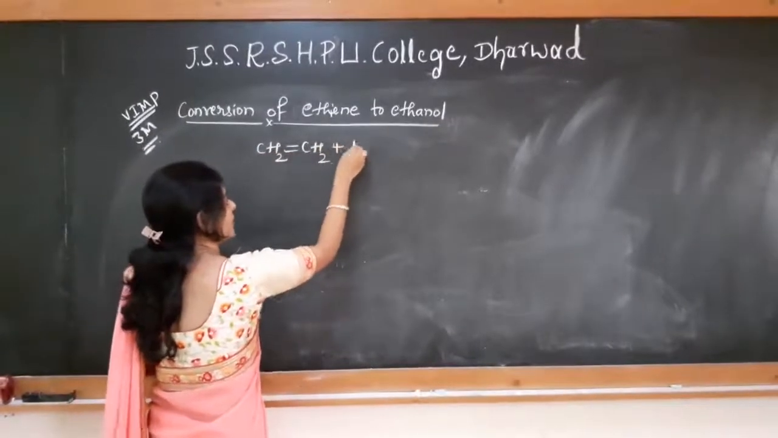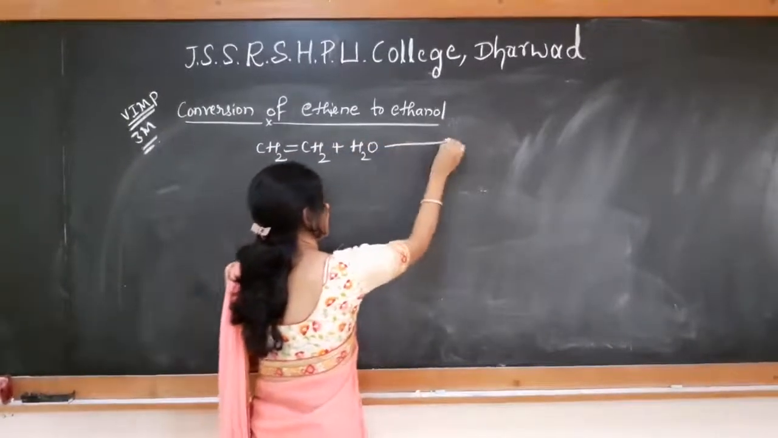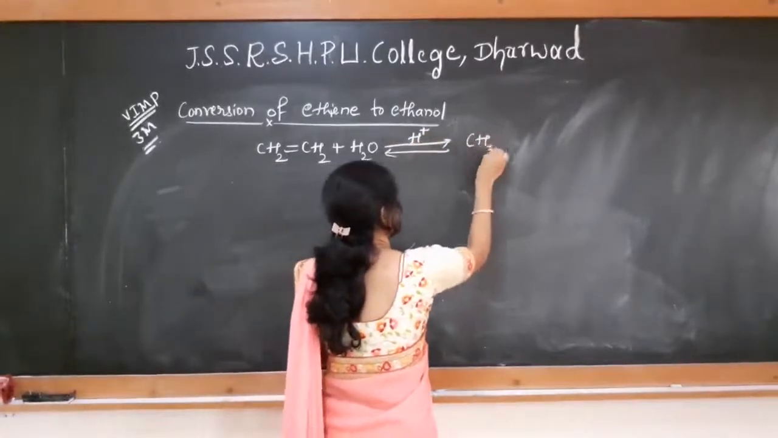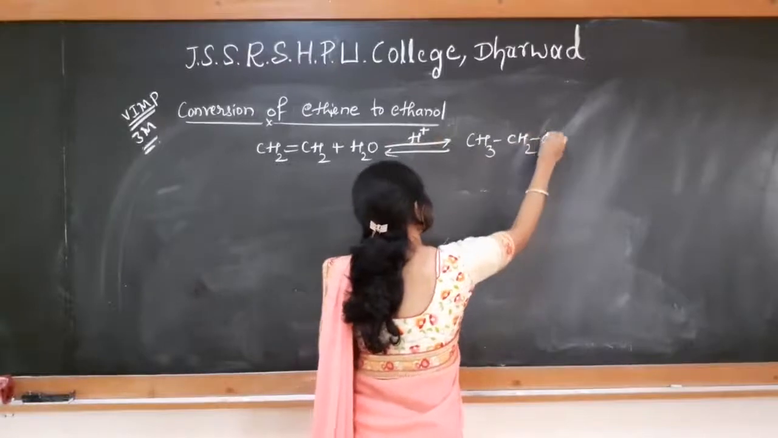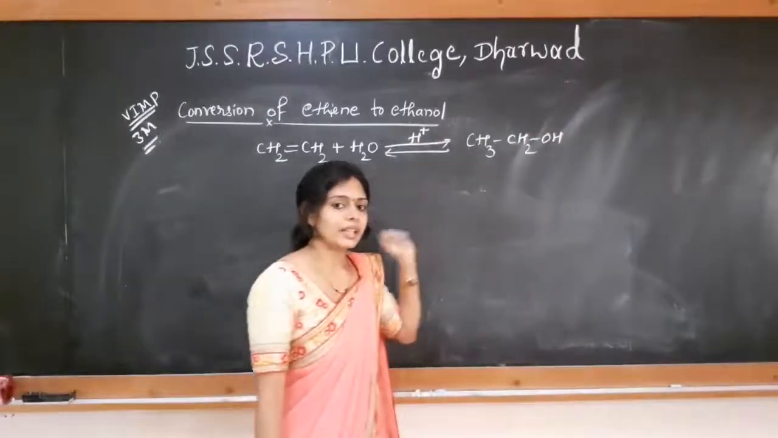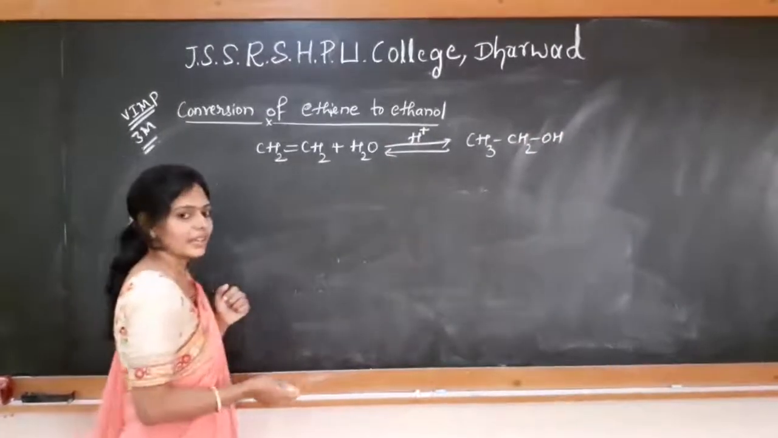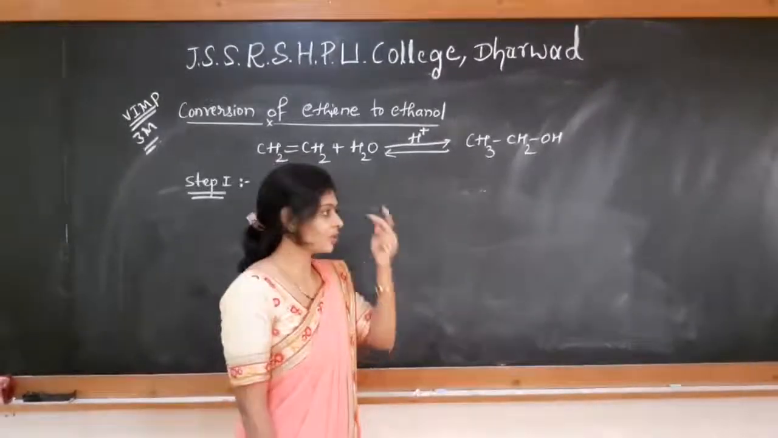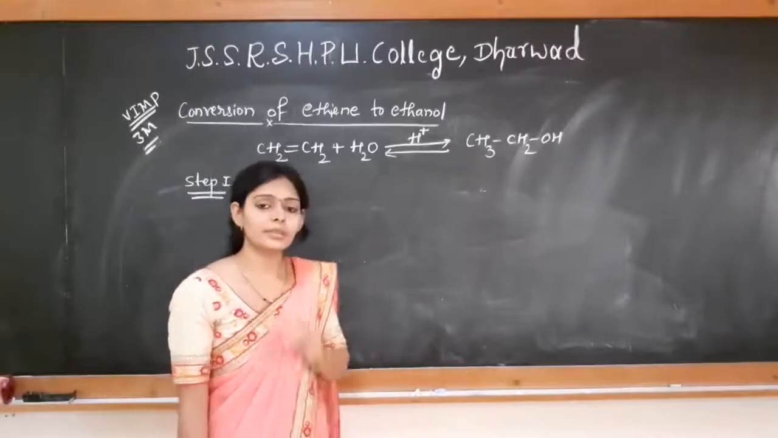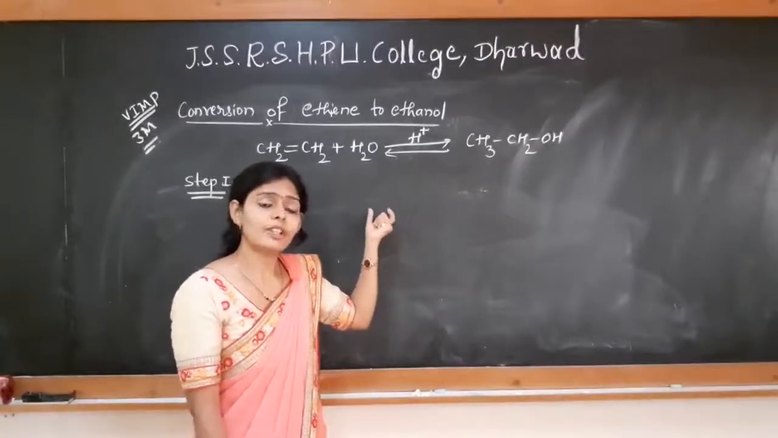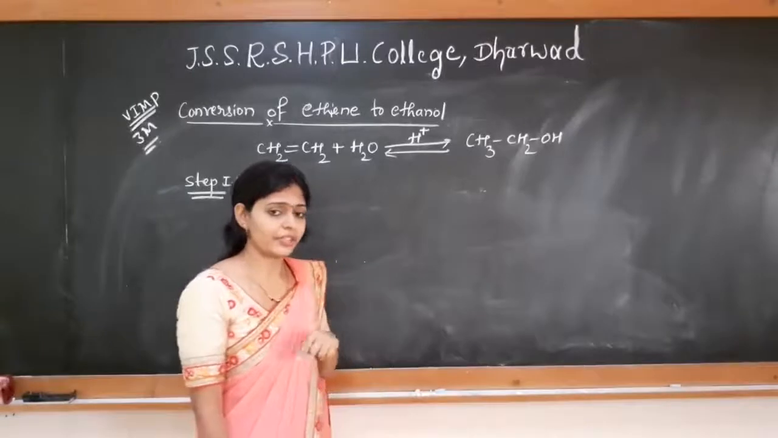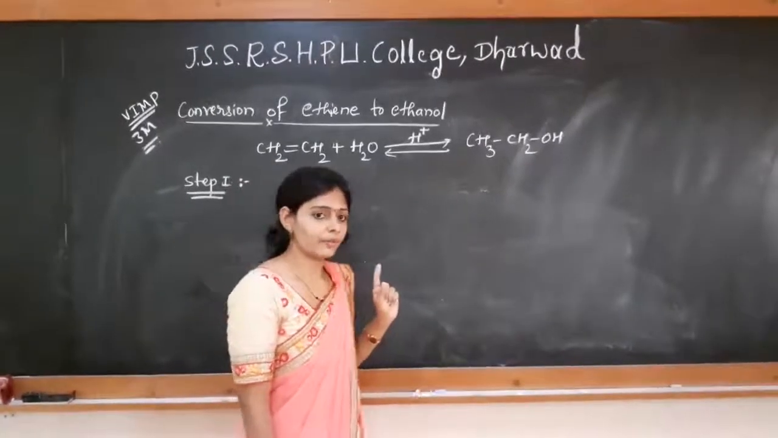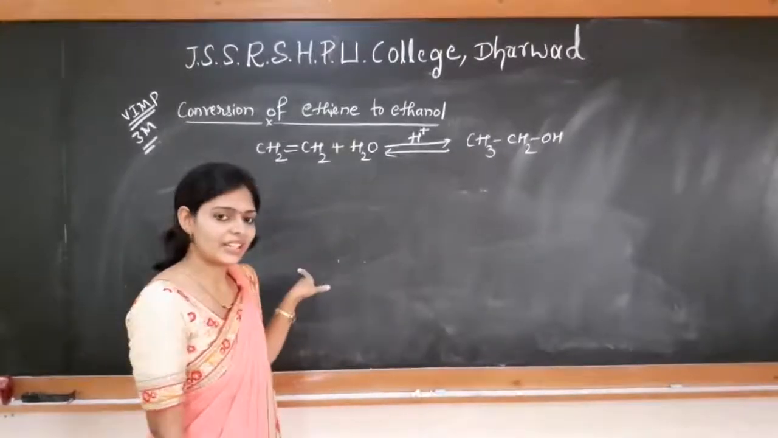Ethene is treated with water in the presence of acid. There is a formation of ethyl alcohol or ethanol. This is our reaction. Now we'll write its mechanism. The mechanism has 3 steps. Fine. So remember one thing, this is an electrophilic addition reaction. So in the first step only, the electrophile goes and adds across the multiple bond that attacks. That's why it is an electrophilic addition reaction.